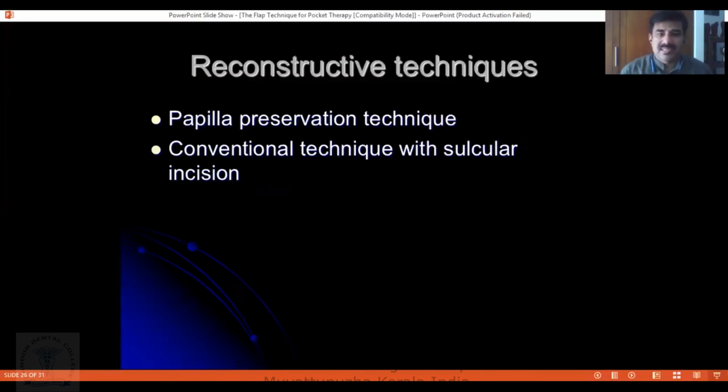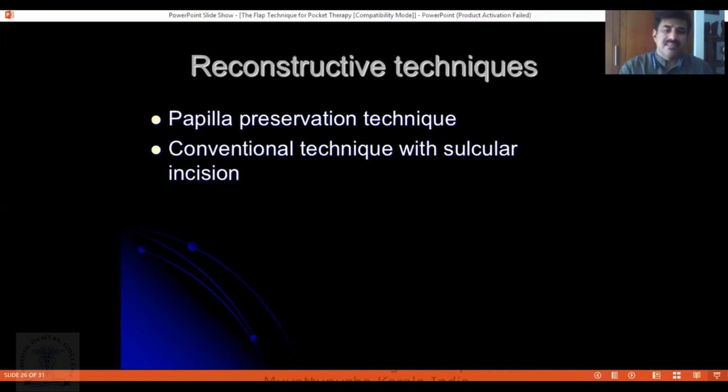Then you have reconstructive technique. So whenever you are incorporating any type of bone graft, any type of membranes, any type of biological modifiers, PRF, anything, you can do any of these techniques. One is called the papilla preservation technique, and second is the conventional technique with sulcular incision.